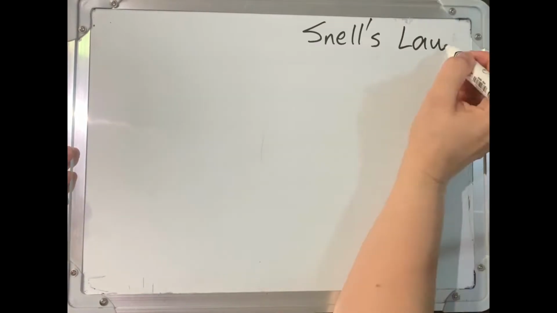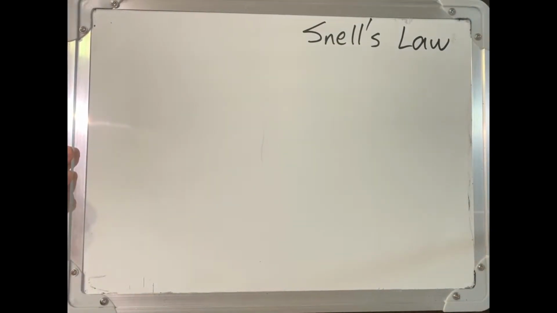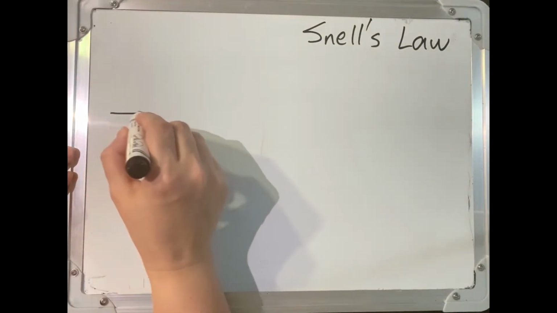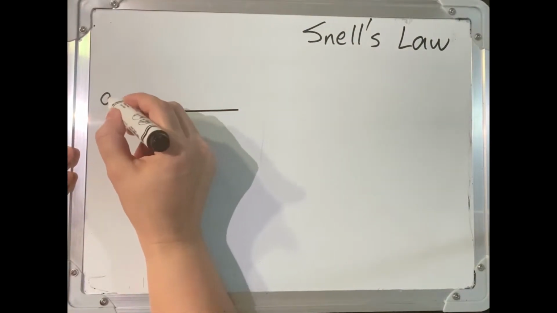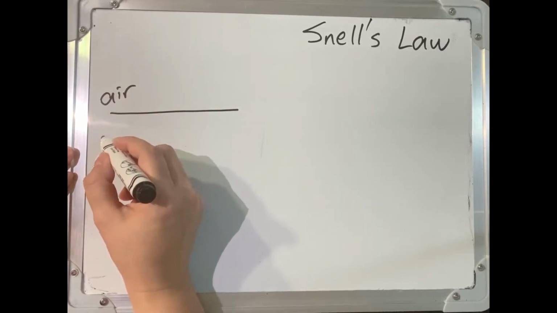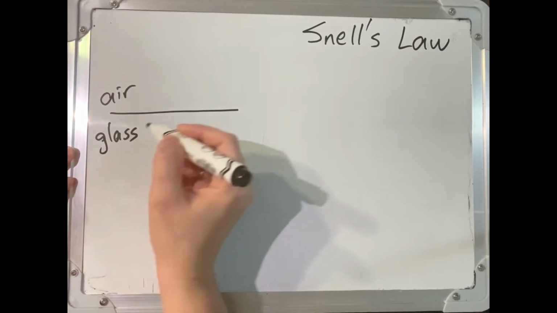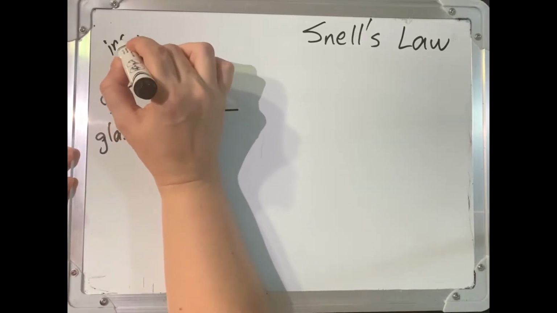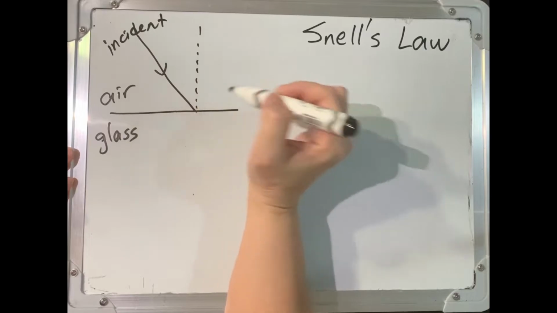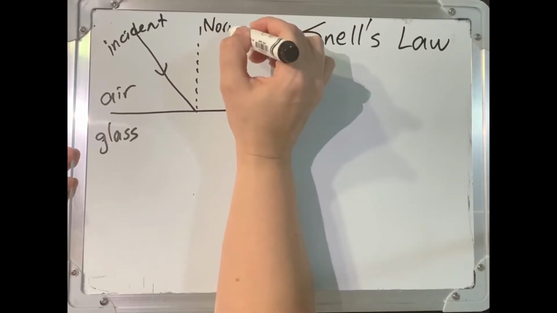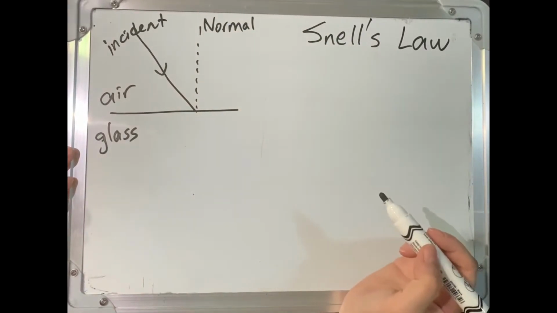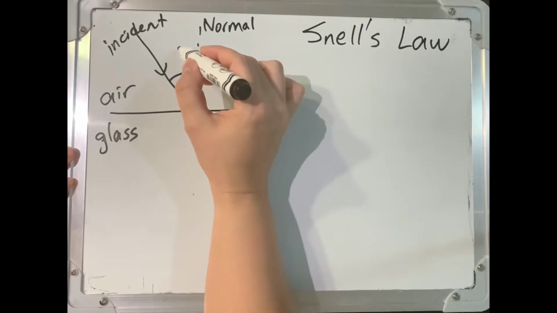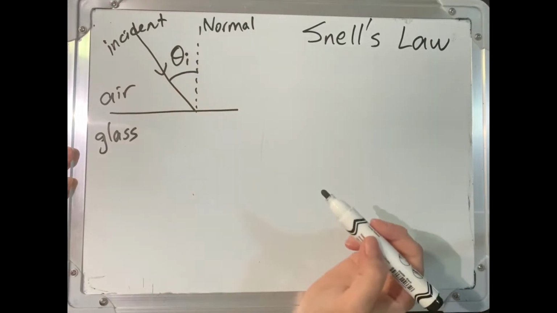Snell's Law is the name of the relationship that defines refraction. So let's have a boundary where a light ray goes from air to glass, one transparent medium to another. This is the incident ray, and at the point of incidence, we draw the normal line as our reference. As we defined before, the angle between the incident ray and the normal line is our angle of incidence.